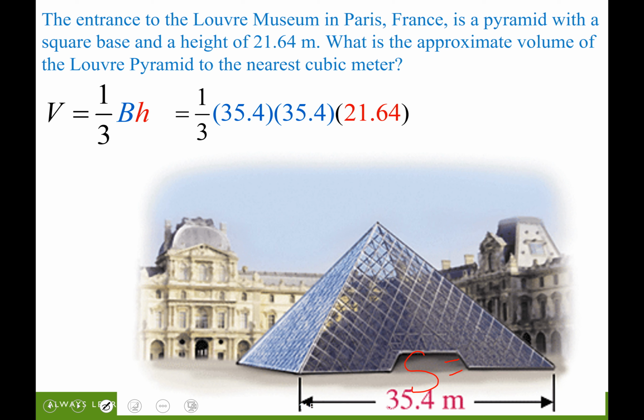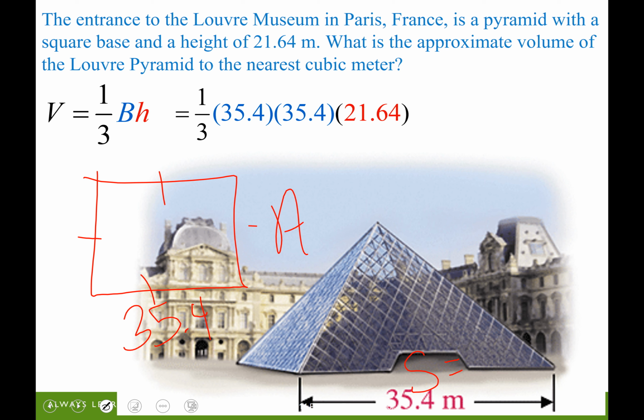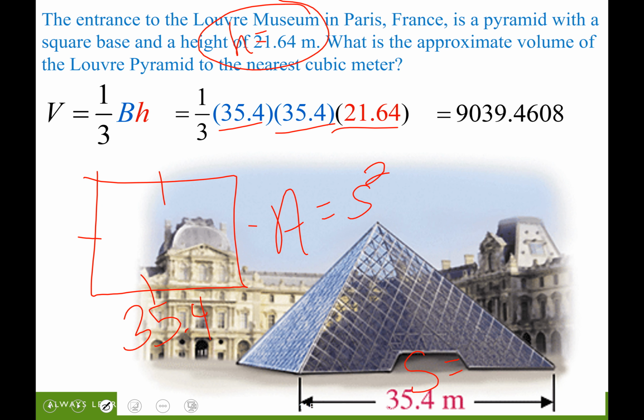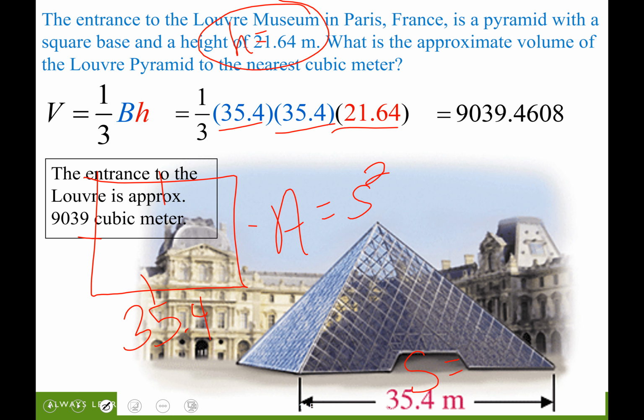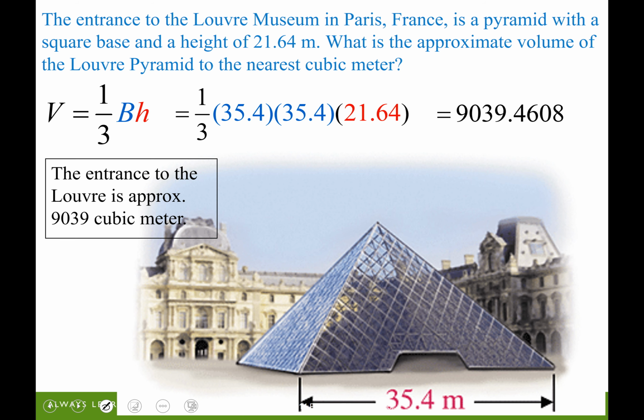All right, our base is a square, they told us. And you guys know the formula for the area of a square. You just take one of the side lengths and multiply it by itself. Area of a square is side squared, like that. So that's why you see 35.4 times 35.4. And then you multiply it by the height, which was given to us in the directions here. And that rounded to the nearest cubic meter would be 9,039 cubic meters.